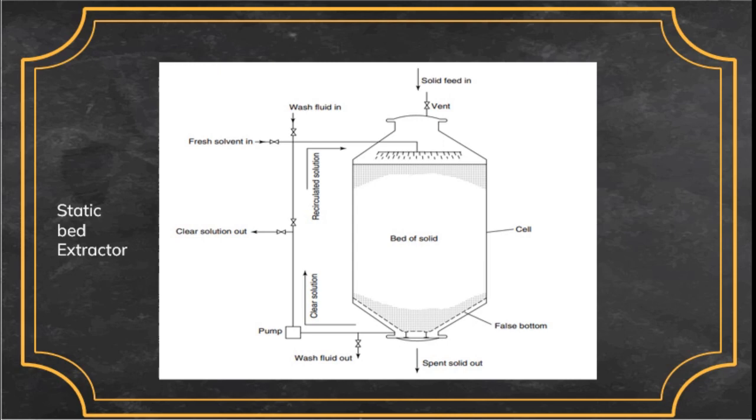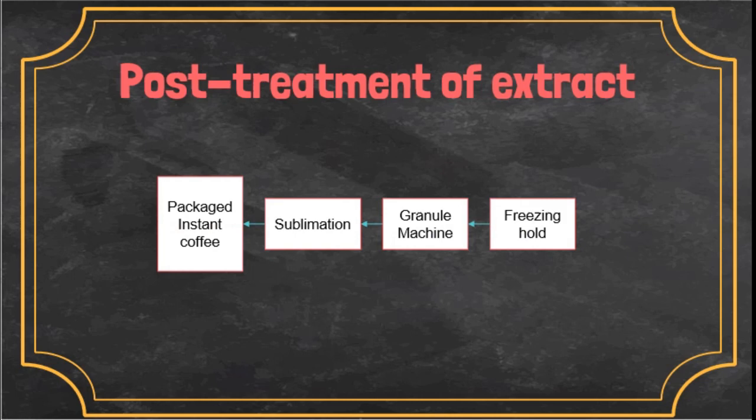So this is one of the examples of the static bed extractor. Well, this is the process of extract. The reason why we're doing this is to make sure we retain the aroma when it goes to freezing, the granulator machine and sublimation, it can become a packaged instant coffee that can be sent to the market as a product. That's all for me.